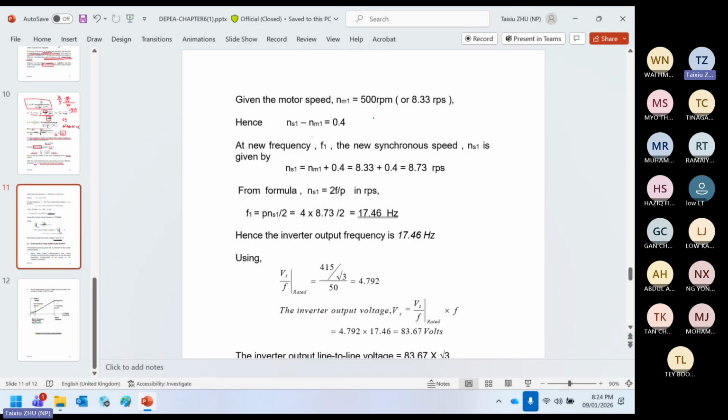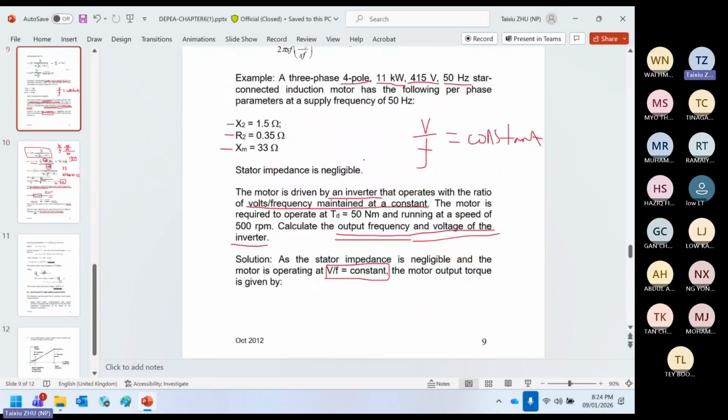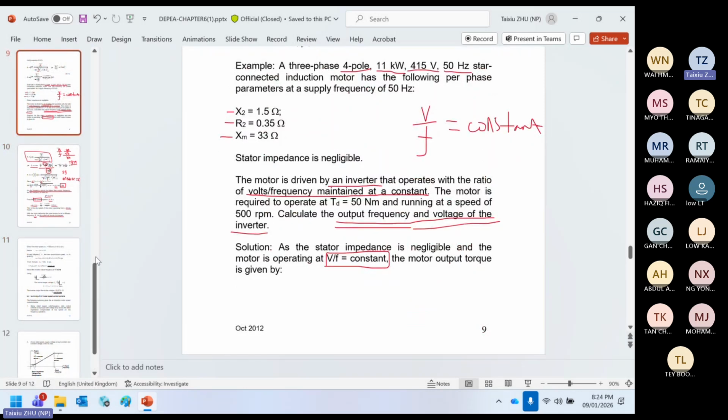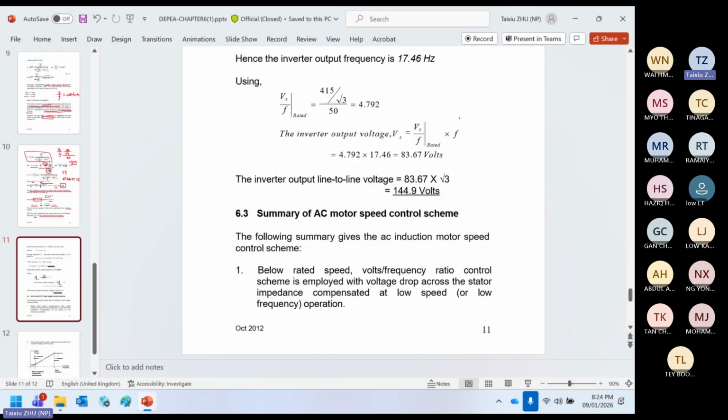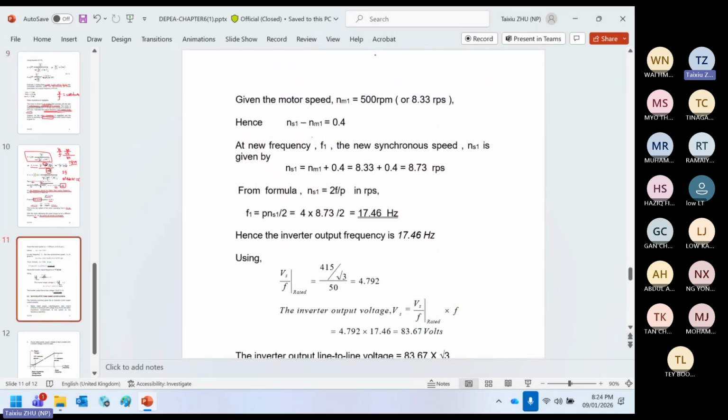So now given the motor speed, 500 RPM. Yeah, 500 RPM is here. Where's the 500? Yeah, it's this one. The 500 is given actually here. So given this, from there we can find the difference.